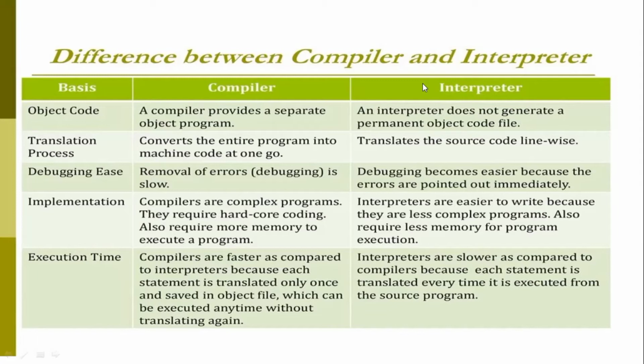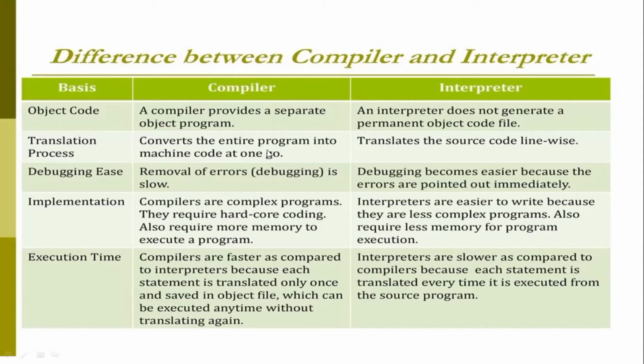Okay, so implementation is basically, compilers are complex programs. Compilers are not very easy to use. You need to understand the working environment of compilers before you can work with them. They require hardcore coding. It does not work with a simple line of code. It will use complex code to understand and then translate it accordingly. Also requires more memory to execute a program. So there are 3 points for compiler when it comes to the implementation.